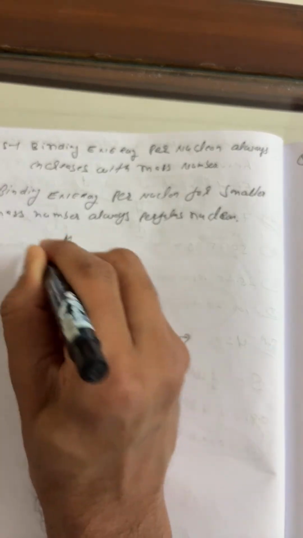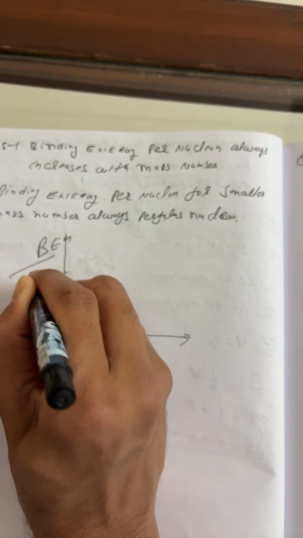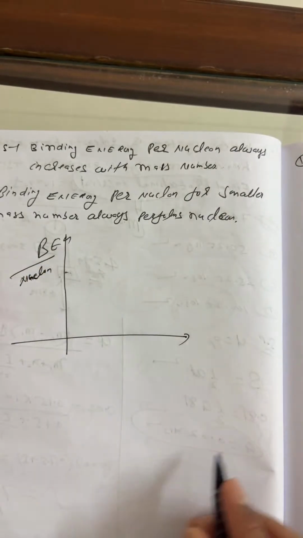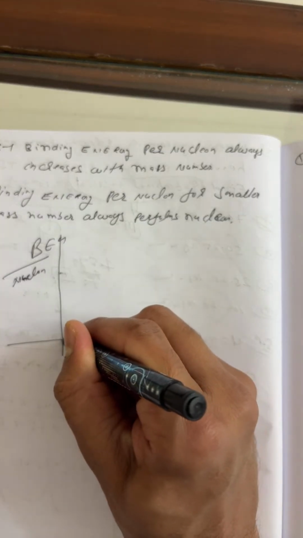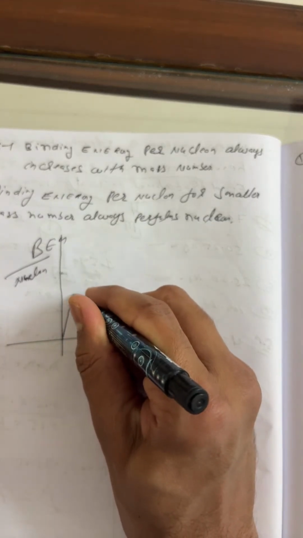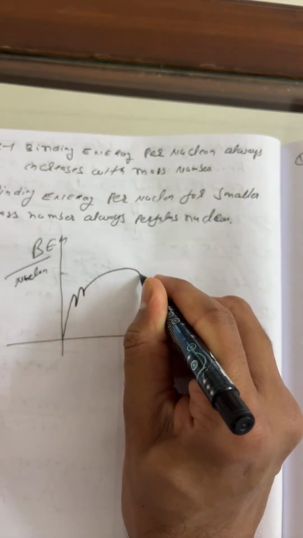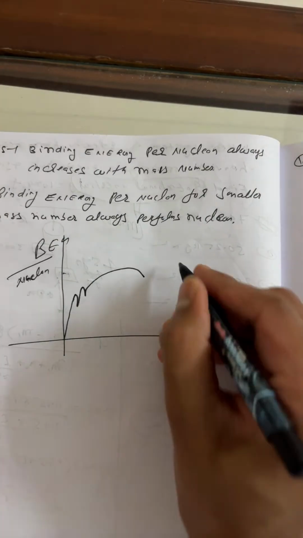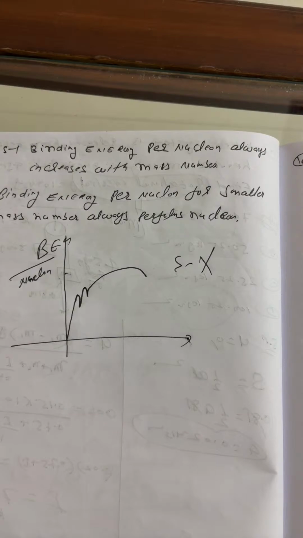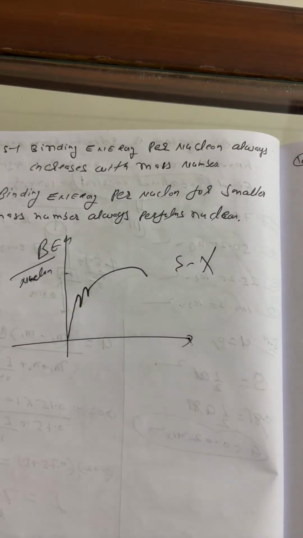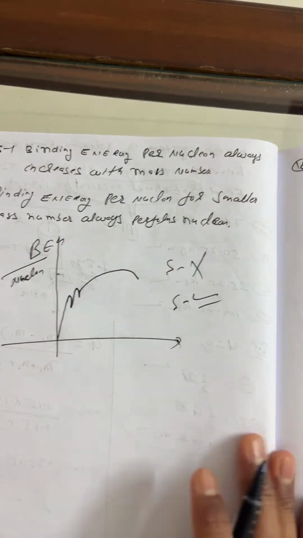Simple. Binding energy per nucleon, right? Binding energy per nucleon. I gave a short trick. This is the letter M. This is the letter M. So I can say statement one is wrong only. What's the next statement? Binding energy per nucleon for smaller mass number always performs nuclear... This I can say statement two is correct.